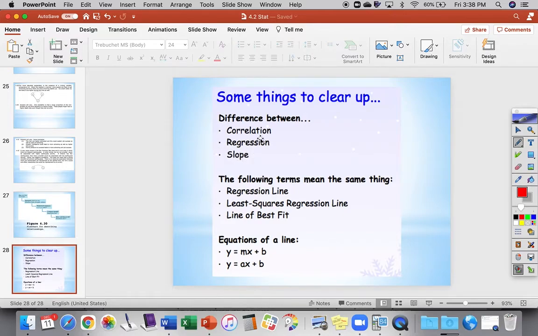The last thing, the regression line has other names that you will see. Regression line, line of best fit, and least squares regression line are all the same. I hope this clears some things up as you go into the test.